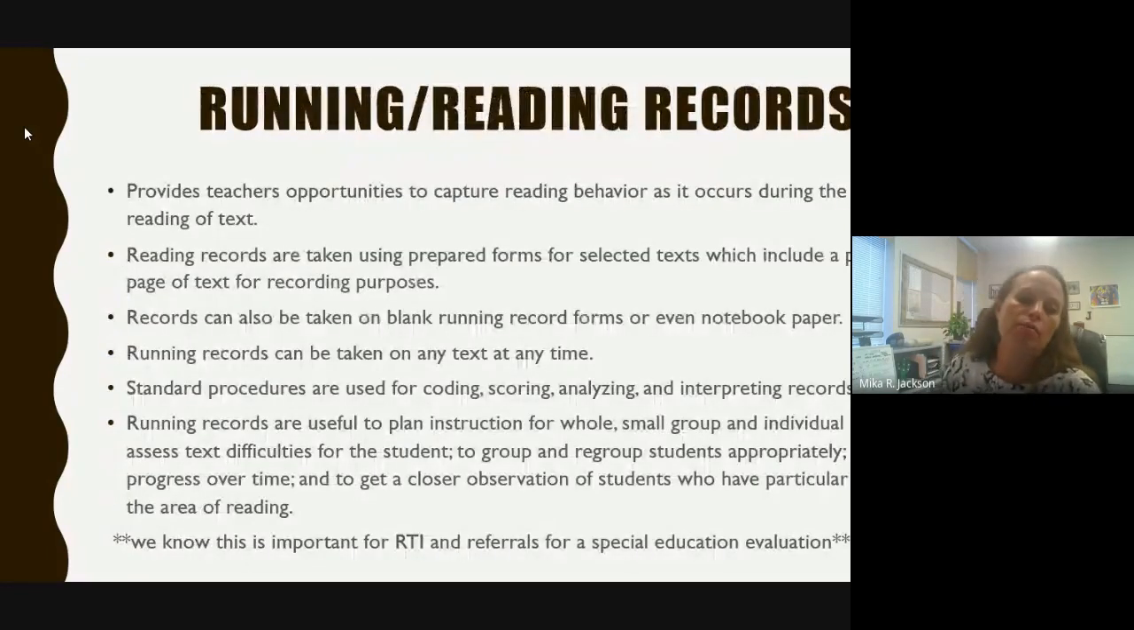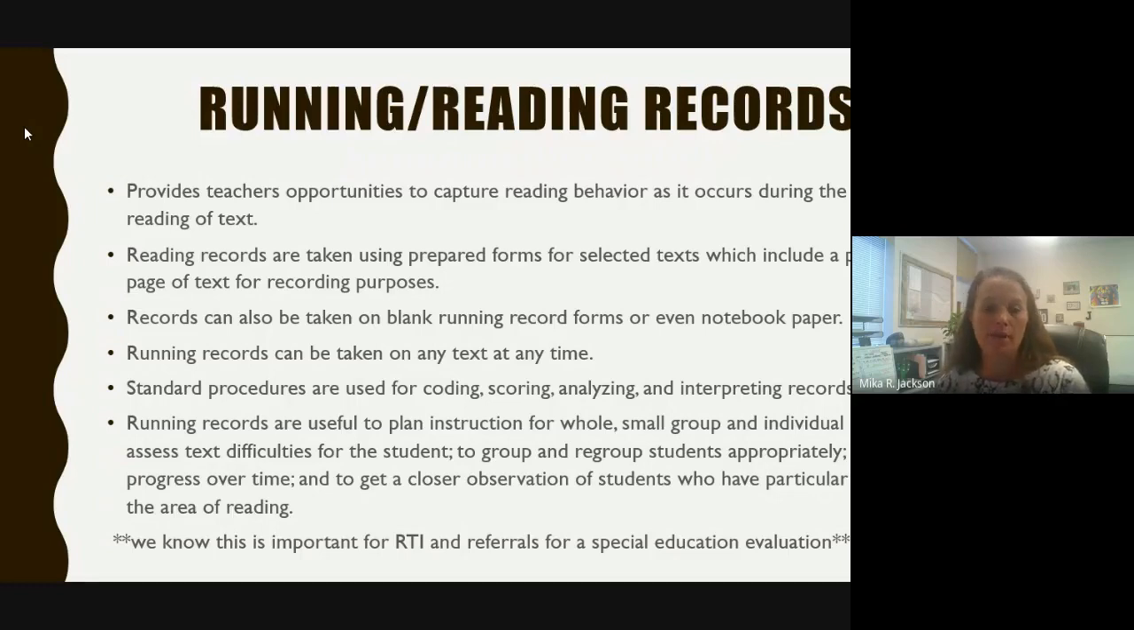So what a running record does is provide teachers the opportunity to capture the behaviors of that student while the reading is occurring. So you're watching their movements, how they read, if they're still using their fingers to read. You're observing those strategies that they're using, or lack of strategies.